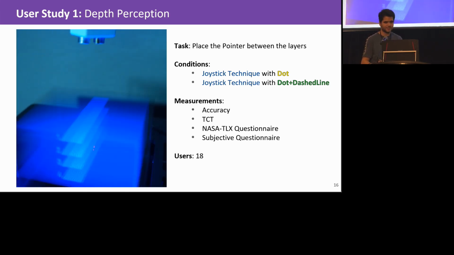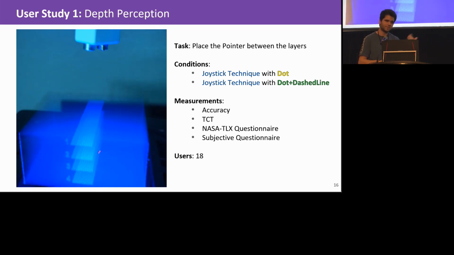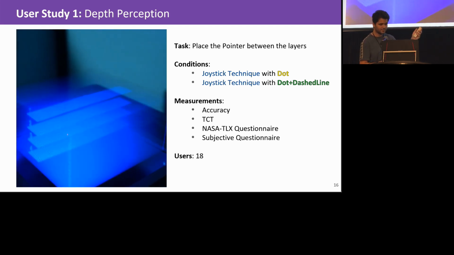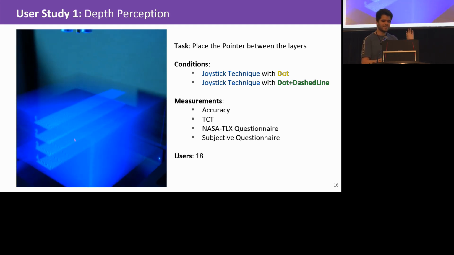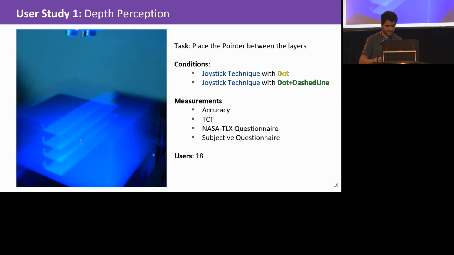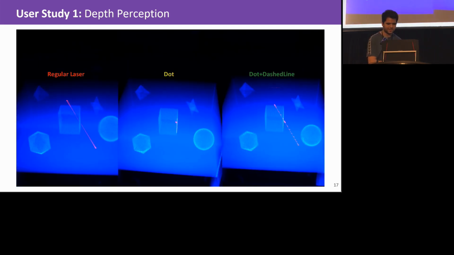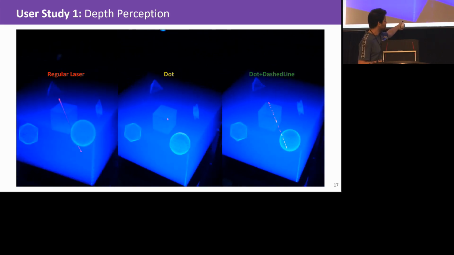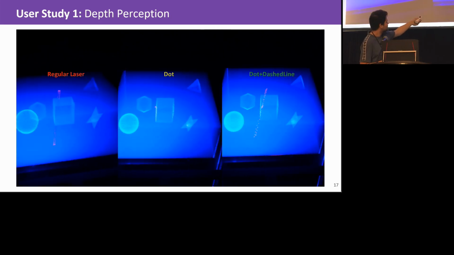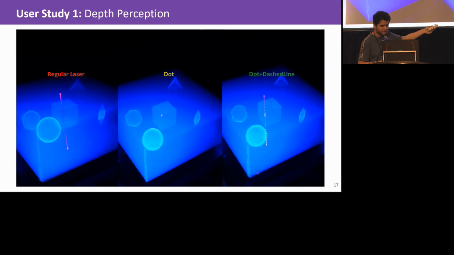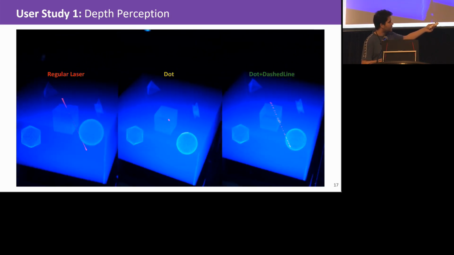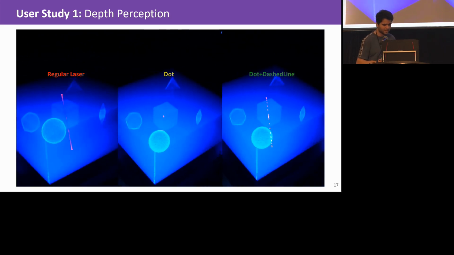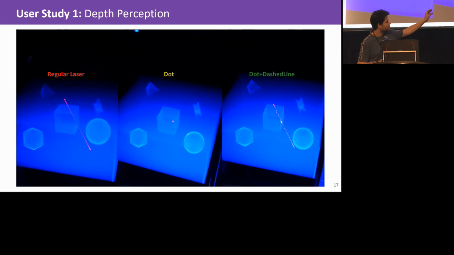There were two conditions in this case. Instead of using the two methods that we mentioned before, he or she will use the joystick technique that I mentioned, but either with just a dot or a dot plus a line. I will show you an example so we know it better. Here it is. The difference between a normal laser that makes a 2D line. Here is just the regular dot, that is the first condition of this study. And then we have a dot plus a dash line. The objective of this is to see if the depth perception in the volumetric display is better with just a dot or with a dot plus a guiding line.